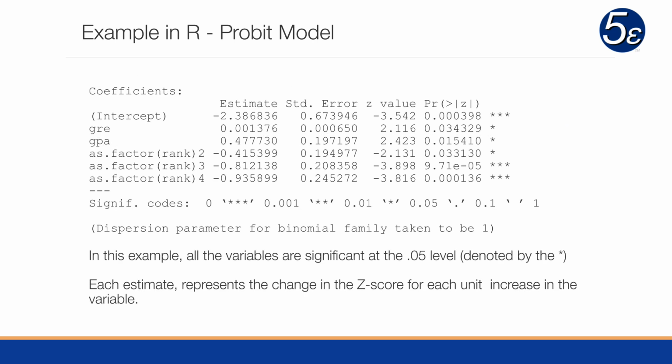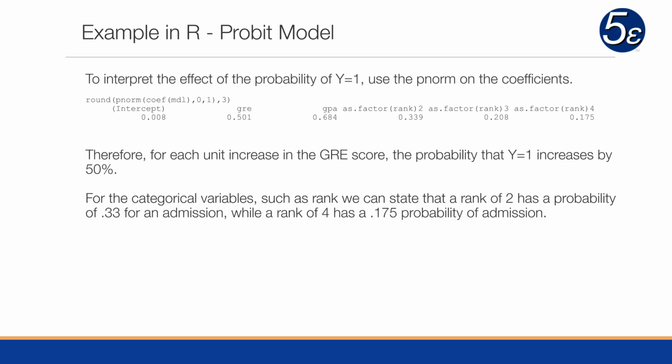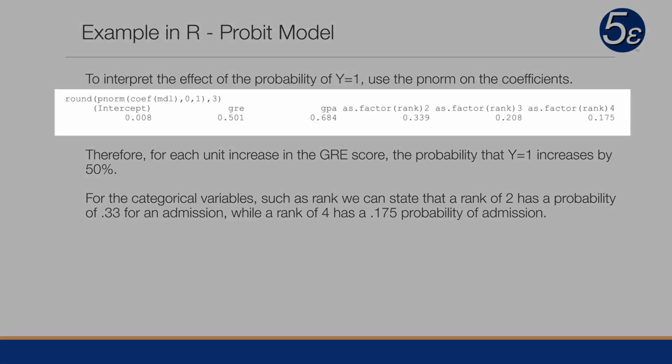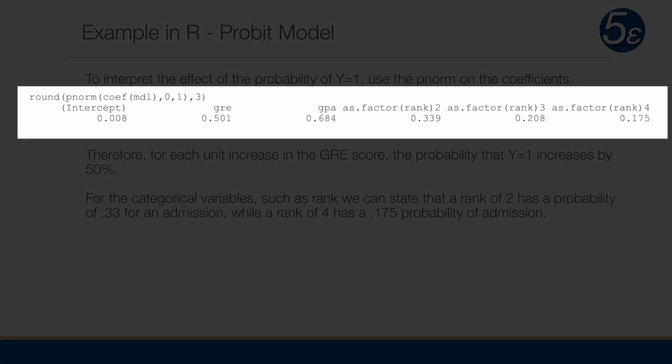We can see here, if we were to compare this to the previous one, all of the coefficients are significant because all the p-values are less than 0.05, but our coefficients are slightly changed. Each estimate here represents the change in the z-score for each unit increase in the variable. Instead of taking e to the coefficients like before, we're going to take the pnorm of the coefficients. We end up with the following.